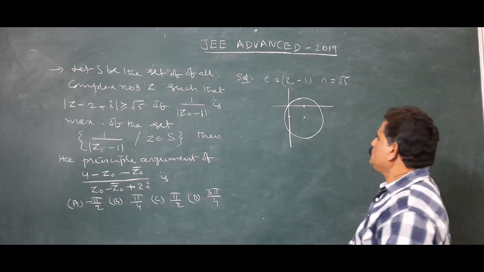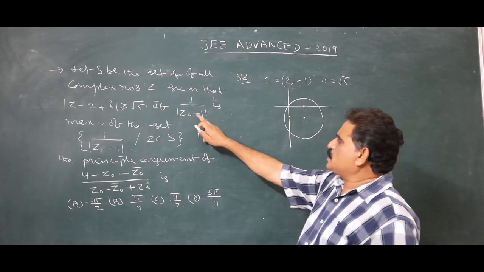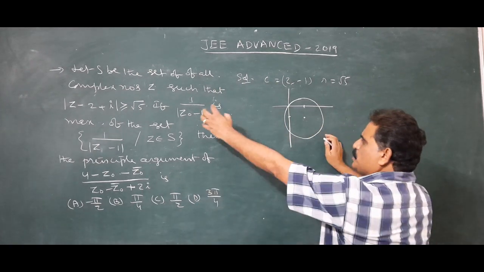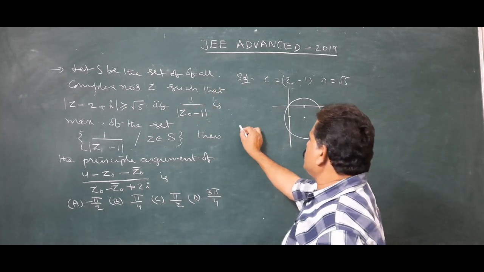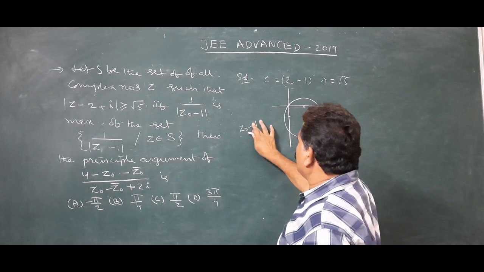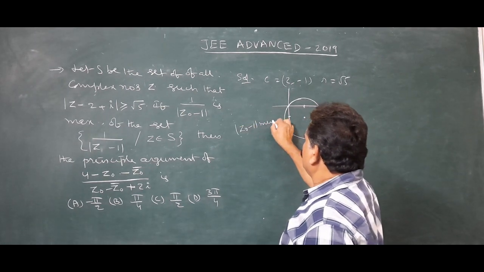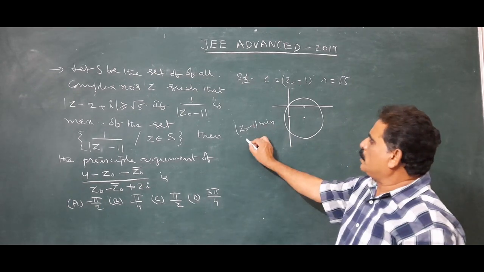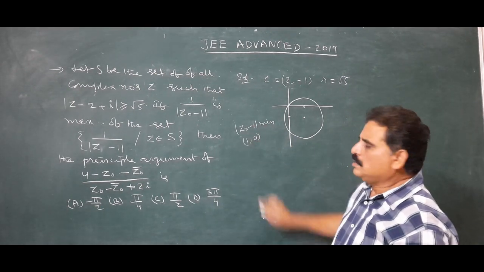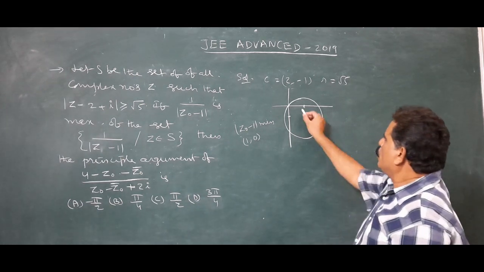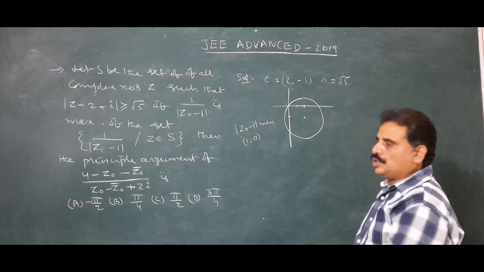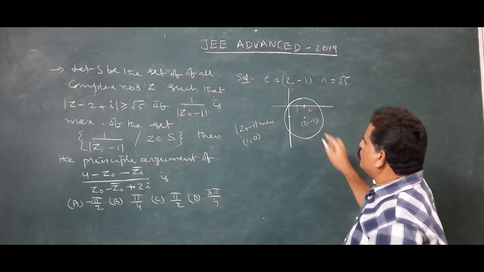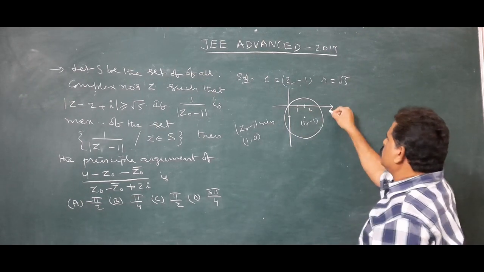Now modulus of z naught minus 1 is minimum. Actually 1 by modulus of z naught minus 1 is maximum, that means modulus of z naught minus 1 is minimum. Minimum means that satisfies the point 1. 1 is a complex number that represents the point 1, 0. 1, 0 is this point; it is 2 minus 1 here, this is 2, this is 1. 1, 0 lies on the x axis.